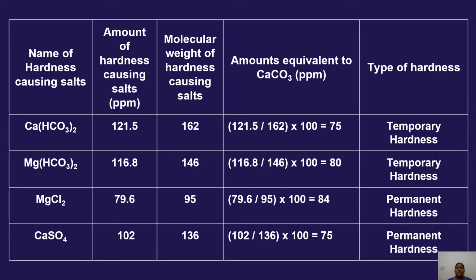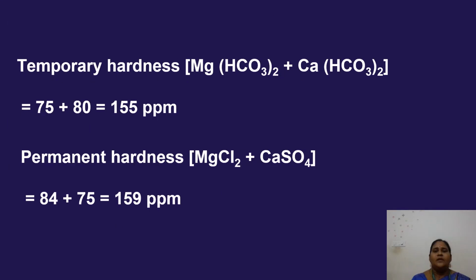Among these salts, we should be able to analyze which contributes to what type of hardness. Here the bicarbonates of calcium and magnesium are responsible for temporary hardness. Magnesium chloride and calcium sulfate are responsible for permanent hardness.